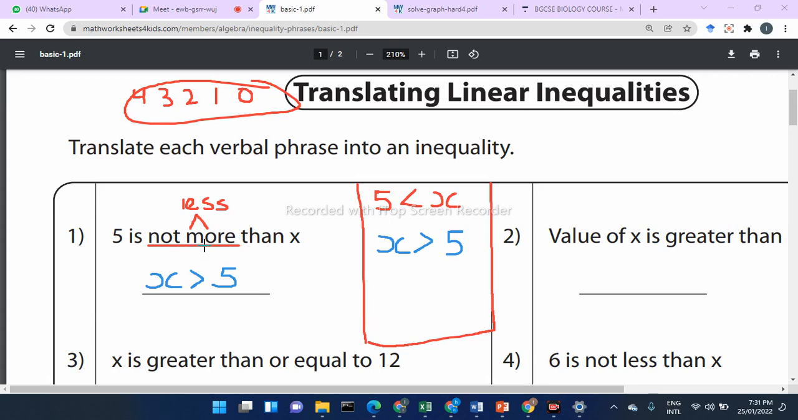So 5 is not more than x. That means that if 5 is not bigger than x, it's definitely less than x. So 5 is less than x. Strictly now, notice the symbol that I use, strictly, not the equal to. Alright.